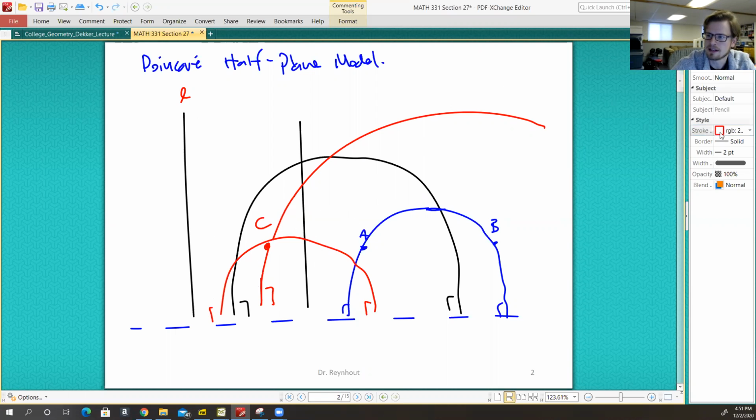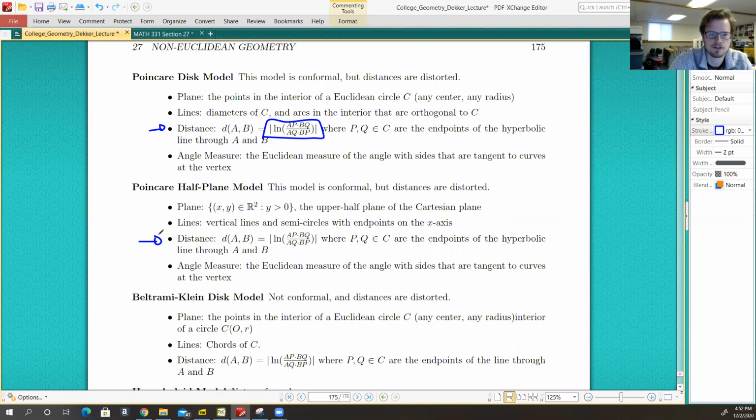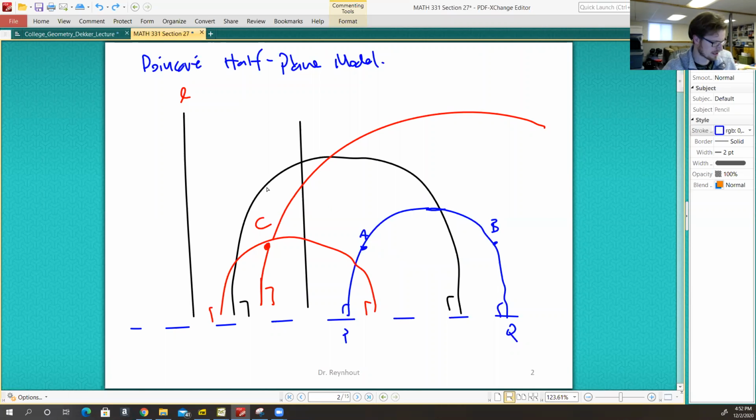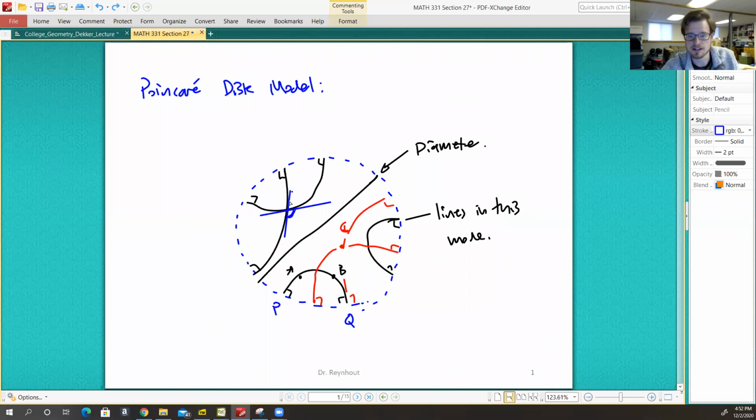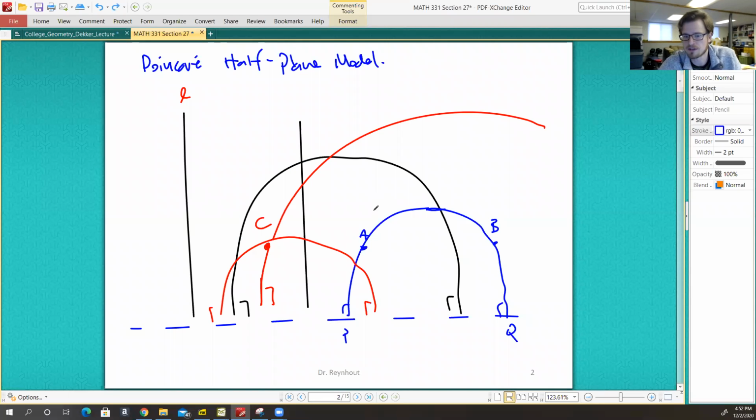All right, and then we showed the line passing through A and B, but we didn't talk about distance. It's the same conversation about the natural logarithm of these distances, which is discussed here again as well. So those are the two models so far, the half-plane model and the disk model. Kind of interesting.